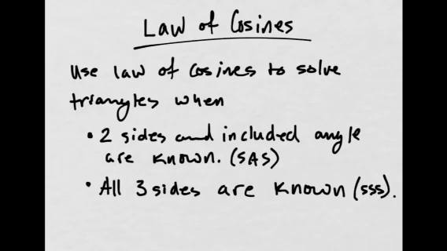We use the law of cosines to solve triangles, and the cases where it's super easy to use are when you have two sides and the included angle. Two sides and the included angle. That's side angle side. That means you have a side and then the angle in between. If you have that for your triangle, then you can use the law of cosines to find all the rest of the information. And if you have three sides to the triangle, then you can use the law of cosines to find all of the interior angles.